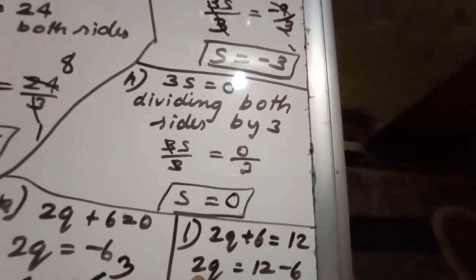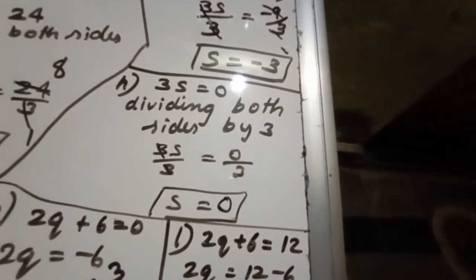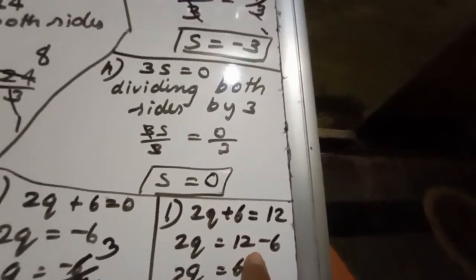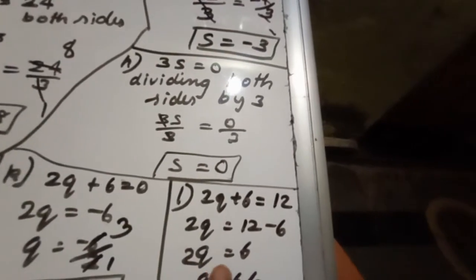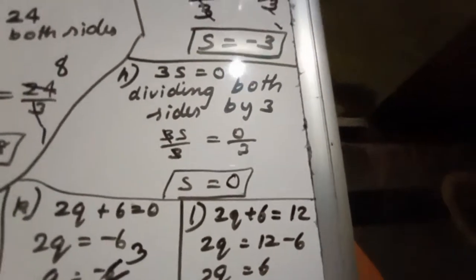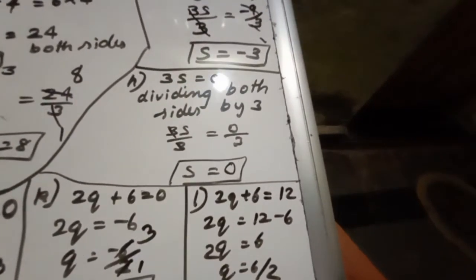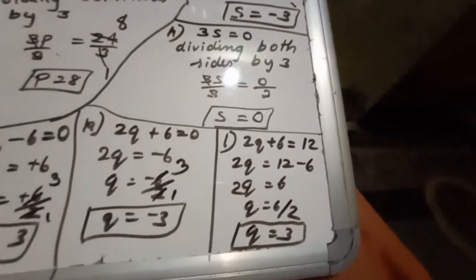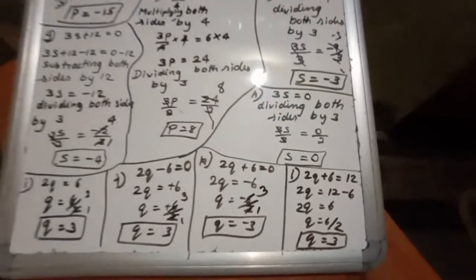Here 2q plus 6 is equal to 12. So let us separate only 2q. Plus 6 becomes minus 6 when shifting from left hand to right hand. So 2q is equal to 12 minus 6, which is 6. So q is equal to 6 by 2. q is equal to 3.